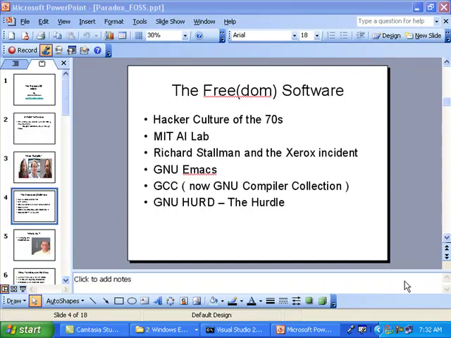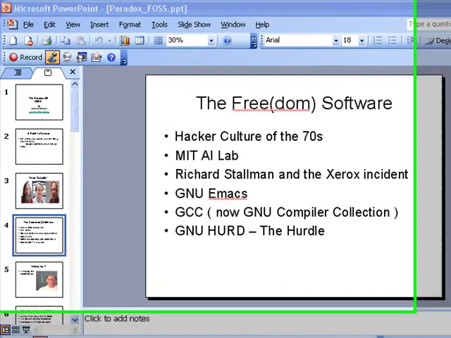Let us discuss the free software movement. The free software movement was started by Richard Stallman in 1984. He was a professor or an employee at the MIT AI lab. He was using a printer which had a jamming problem. He contacted the manufacturer Xerox to inquire about the possibility of getting the source code of the device driver so that he could correct the problem.